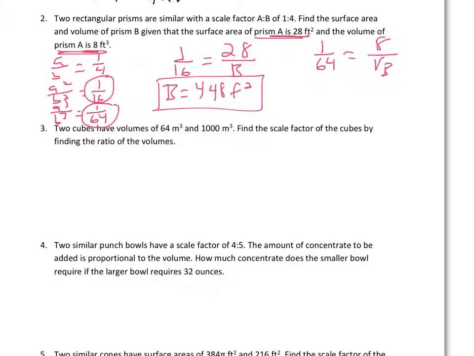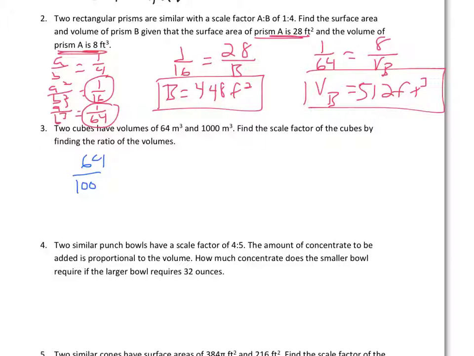So once again, cross multiply and divide. We don't need to worry about dividing because 1 times V is V. Okay, so we've got 64 times 8 is 512 cubic feet. Right? Now, number 3, I'm going to ask you to work backwards. So I'm going to tell you the volumes of our cubes. We've got 2 volumes of 64 and 1,000.